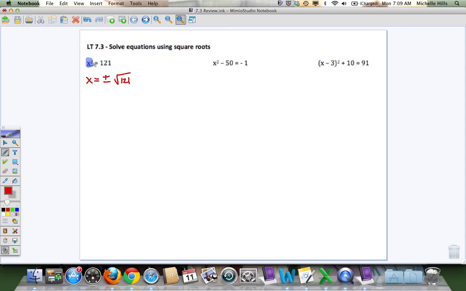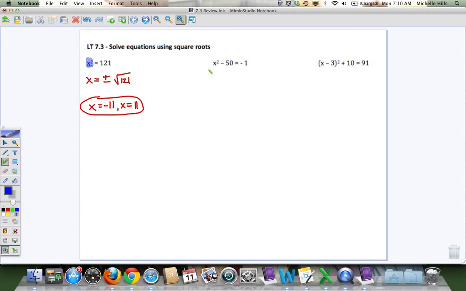When I see a square on my x, I'm expecting most of the time to get two answers. The square root of 121 is 11, so x equals negative 11 is one of my answers. x equals positive 11 is the other one. Because if I take negative 11 and square it, I get positive 121, and if I take positive 11 and square it, I get positive 121. This is minimum work on this problem.